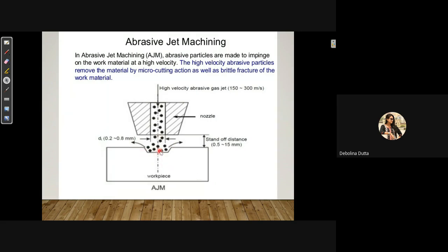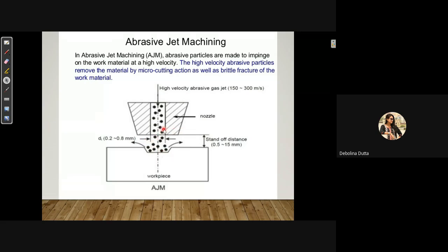Okay, so when these abrasive particles interact with the workpiece, they have some kinetic energy, because they are issued from a certain distance with a high velocity gas. I am talking about these abrasive particles. When they interact with the workpiece, the kinetic energy is converted into mechanical work.